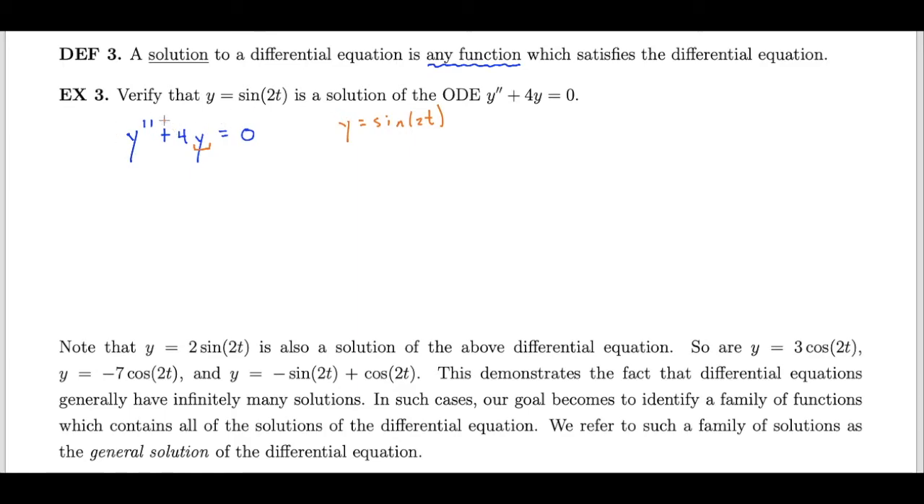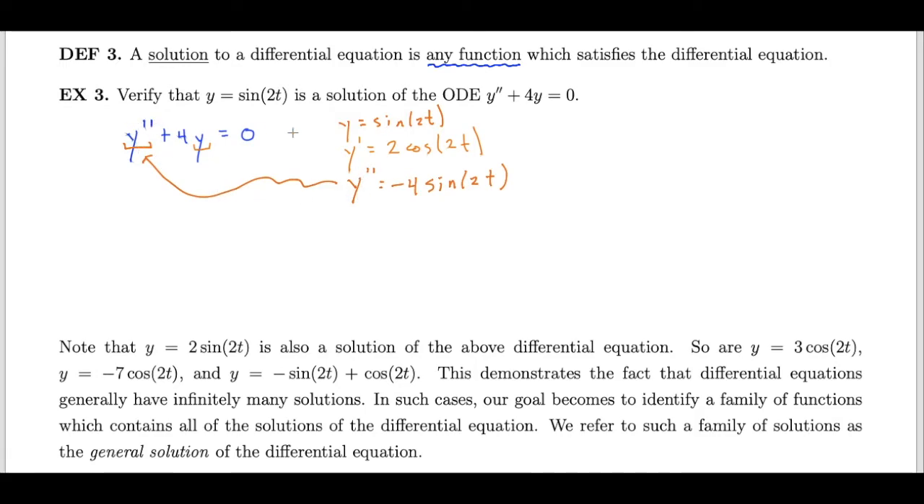I also need to plug in y double prime. To get y double prime, I'm first going to need to calculate y prime. That gives me 2 cos of 2t. And I have y double prime equals negative 4 sine of 2t. So I have derived all of the ingredients that are required by my differential equation. I can now take those ingredients and plug them in the appropriate places.